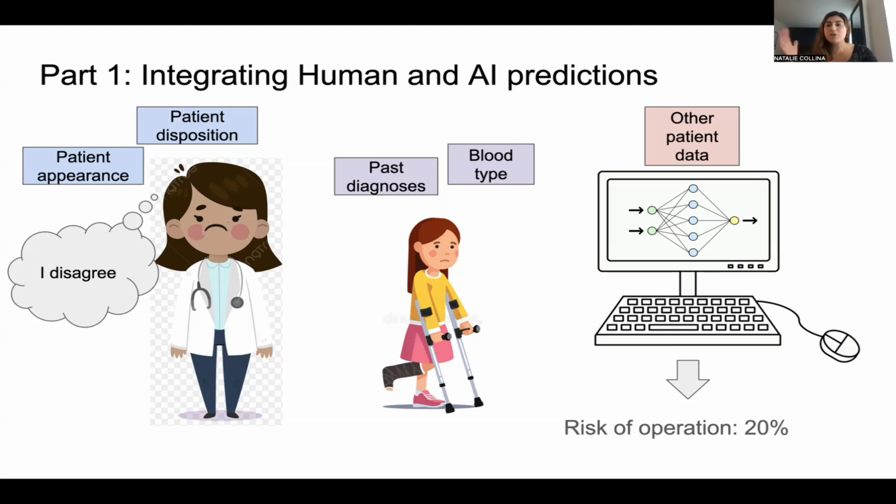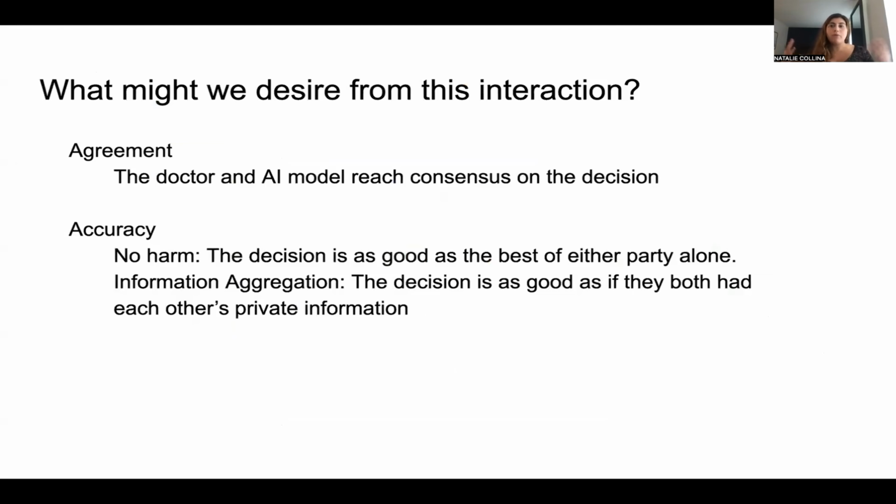So what do we want to do with this scenario? What might we desire going from this interaction? Well, we might first desire agreement. There's already some natural tension which relates to trustworthy AI, which is if the doctor doesn't ever agree with the AI system, then she's either going to not use it or she's going to use it, but she's not going to feel good about the results. And so it would really be nice if they could reach consensus.